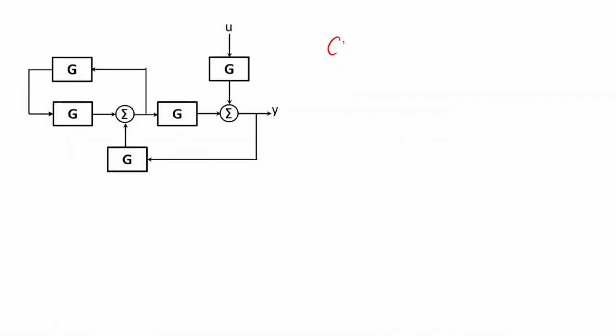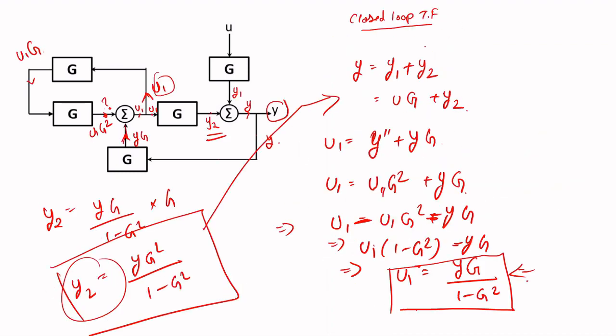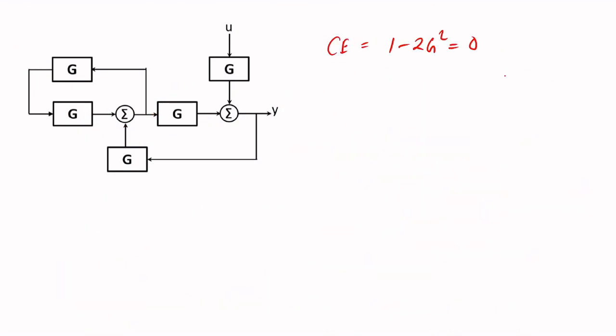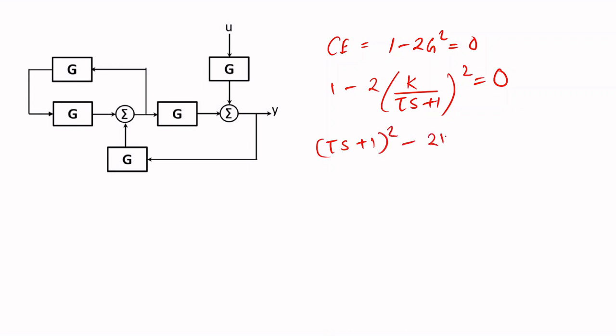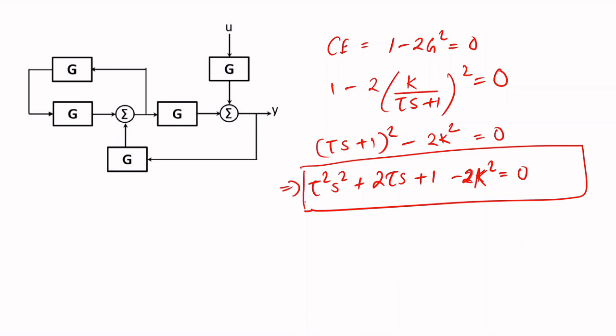So in the characteristic equation, over here we are having 1 minus 2g square is equal to 0, and g we have been given as kp upon tau s plus 1. So we can just simply replace that value and simplify to find a polynomial form of this equation. So it will become tau s plus 1 whole square minus 2k square is equal to 0. That is tau square s square plus 2 tau s plus 1 minus 2k square is equal to 0. So this is our main equation.